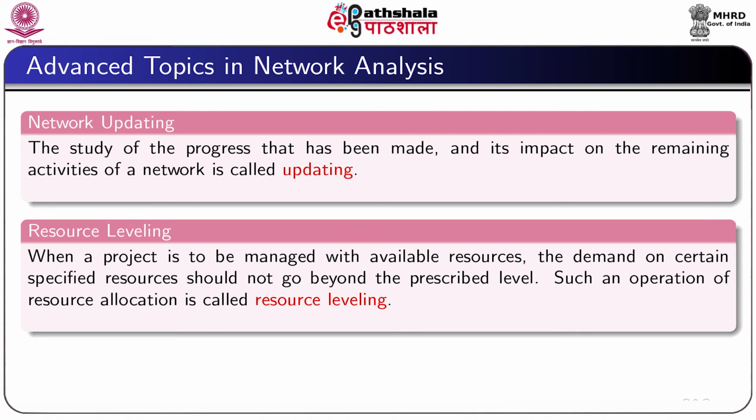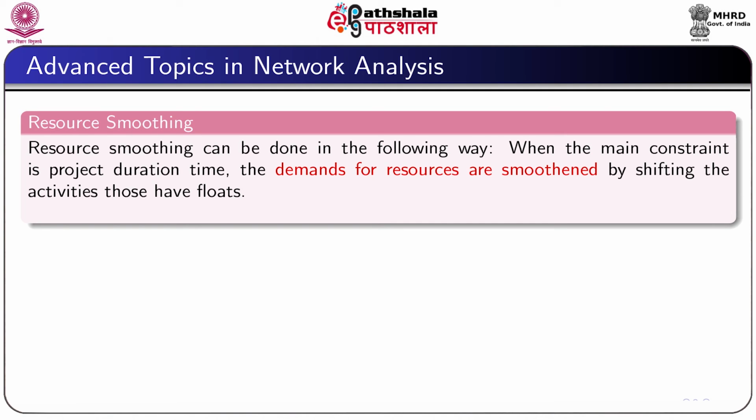Resource leveling. There are various activities in a project demanding varying levels of resources. When a project is to be managed with available resources, the demand on certain specified resources should not go beyond the prescribed level. This operation of resource allocation is called resource leveling. And finally, resource smoothing. When the main constraint is project duration time, the demand for resources is smoothened by shifting the activities having floats. Here, total project duration is maintained to the minimum level.